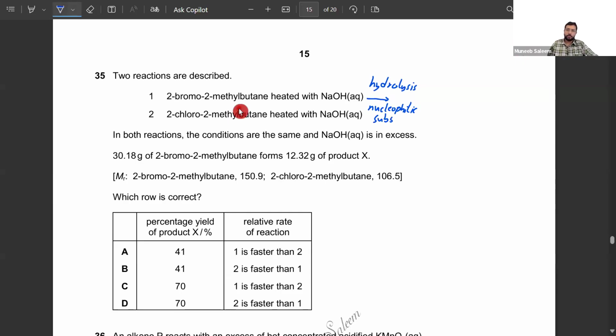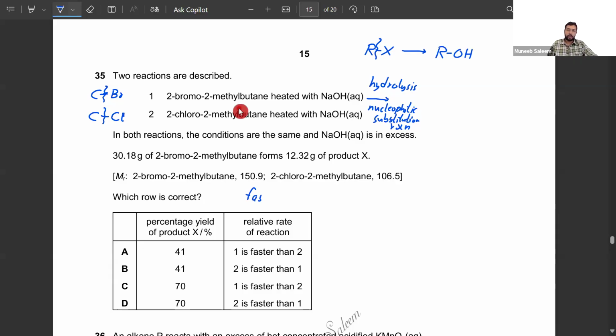These are nucleophilic substitution reactions, in which we remember that the bond between the R and halogen is broken and it converts into R with OH group to make the alcohol. So basically, in the first case, it has to break the C bonded with the bromine. And in the second case, it has to break the C bonded with chlorine. Now, which of these two reactions are easily broken? That will tell the faster rate of reaction.